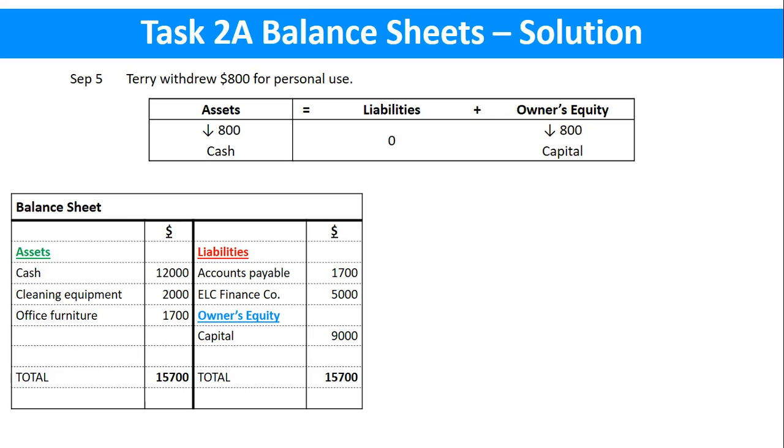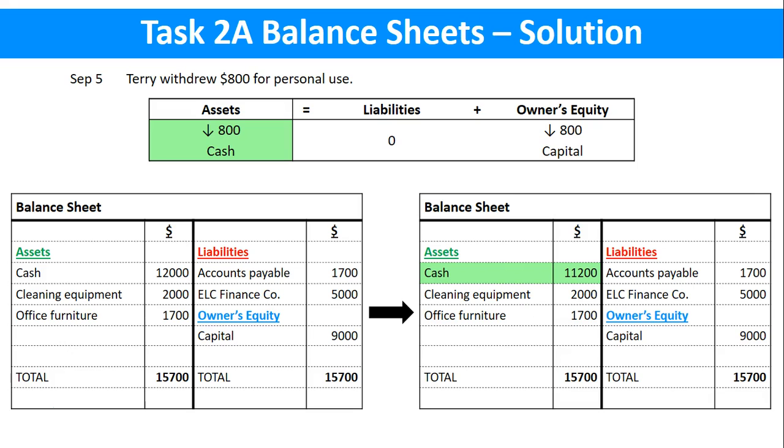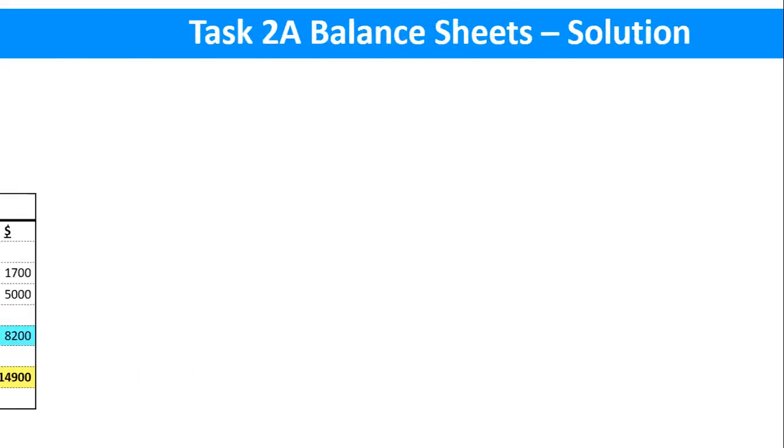There's our balance sheet from the previous day. We'll update that by decreasing cash by $800, so it goes down from $12,000 to $11,200. And then owner's equity or capital needs to go down $800, so it was $9,000, so we better decrease that to $8,200. Let's add up the two sides. We've got assets equal $14,900, and the equity side also equals $14,900.